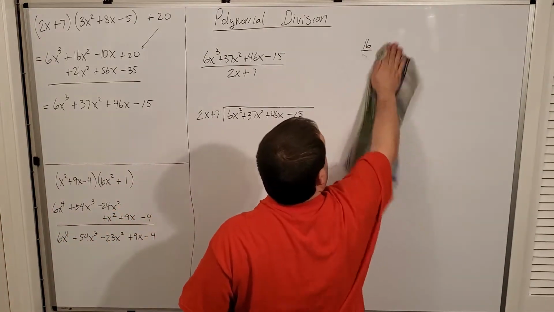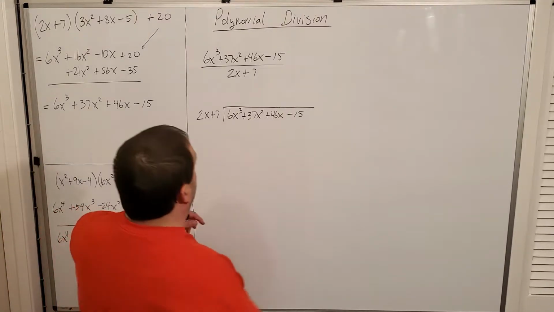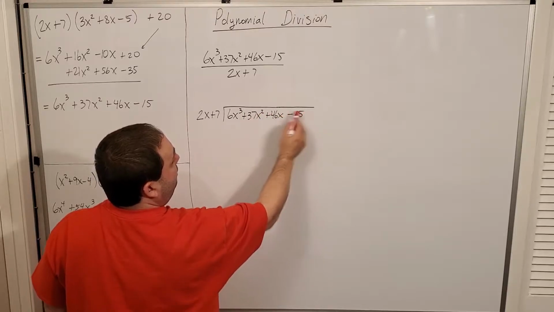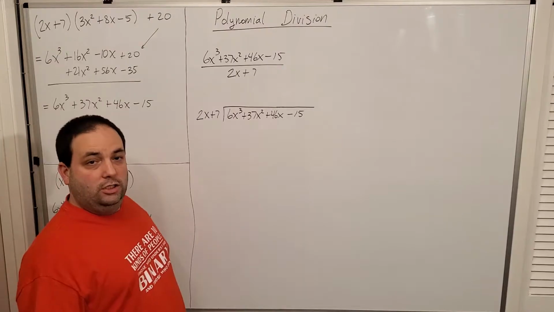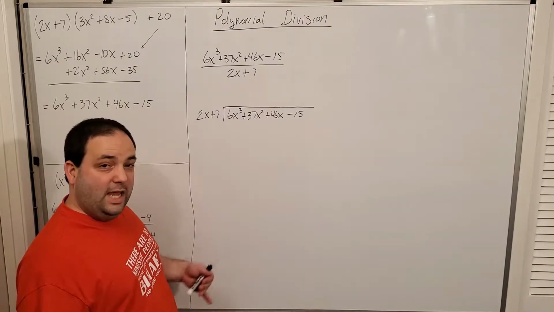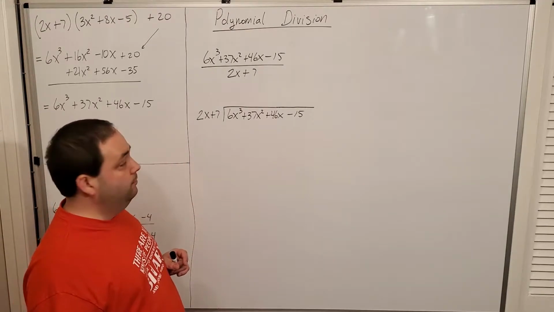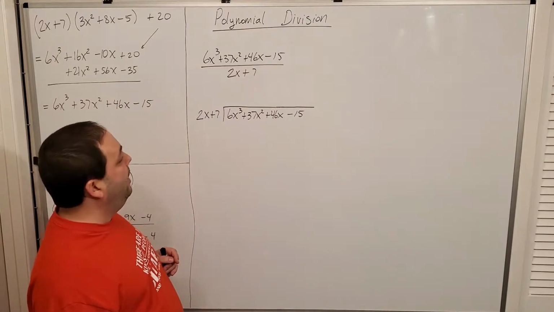Let's get this out of the way now. Okay, so I'm going to make sure I have all my powers, right? 3, 2, 1, none. Make sure that you can count from the highest power down to the none. Okay, and if you skip 1 or 2 or whatever, then you need to put zeros in there. Okay, and the same thing goes out here. 1 and none, okay, that's got all the powers.